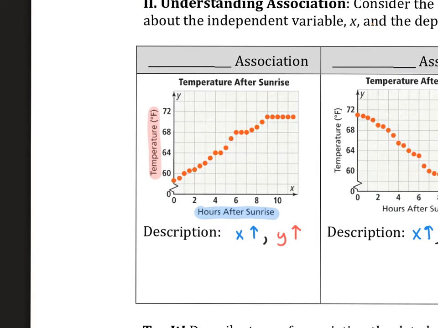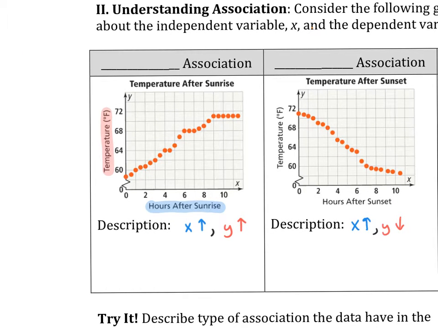So look at the very first one here. Notice that if I were to draw a line trying to describe these, a single line that describes everything, notice that as x increases, so does y. So just for shorthand, I wrote this. As x goes up, y goes up. And I'm going to write that in words using hours after sunrise and the current temperature. This is called a positive association.